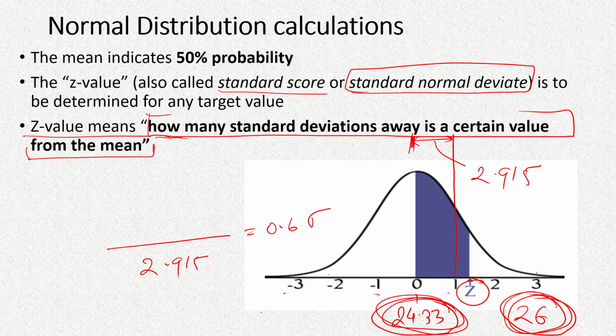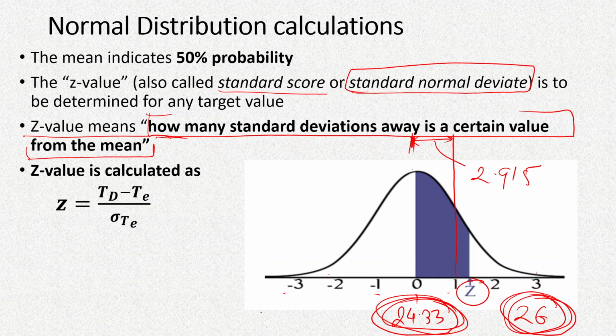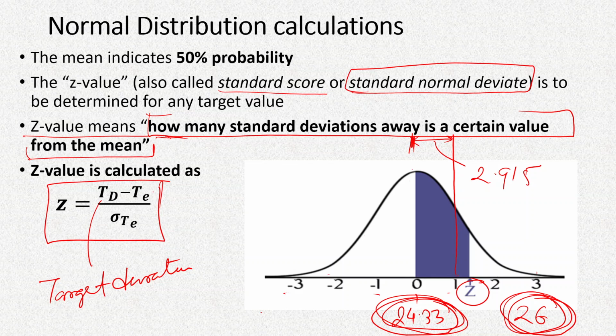So by definition, if we want to write, the z value is equal to TD minus TE divided by the standard deviation, where TD is the target duration and TE is the expected duration, as we know, and sigma T is the standard deviation for the total duration.